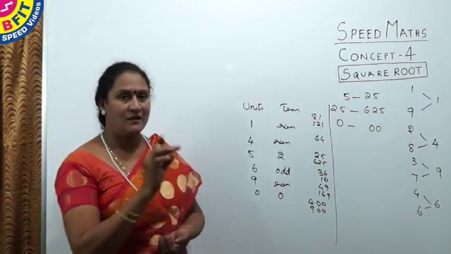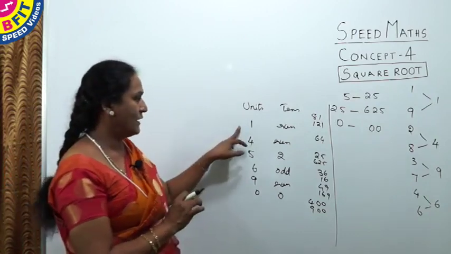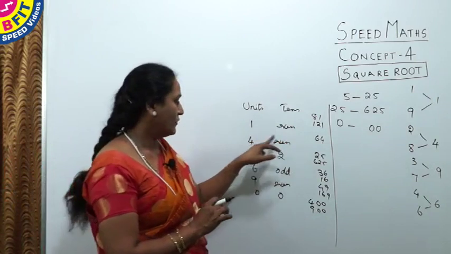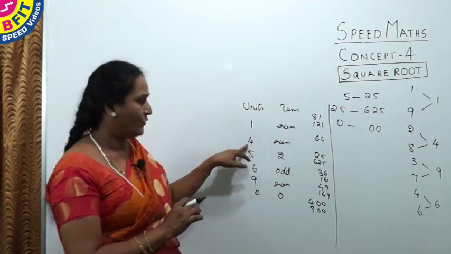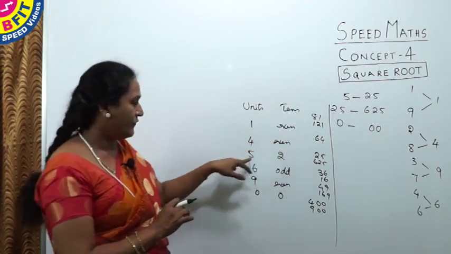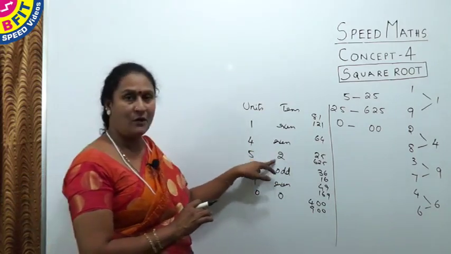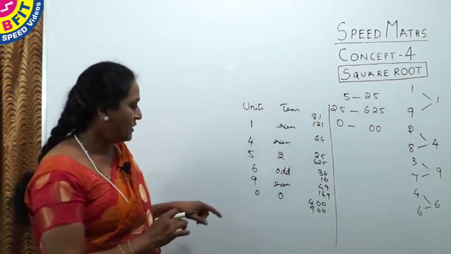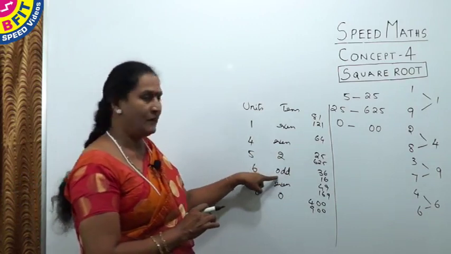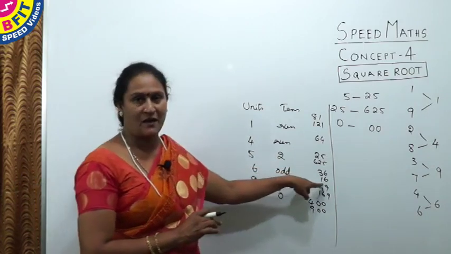So if a number is a perfect square and it ends with 1, the tens place will be even. If it is a square number ending with 4, the tens place will be even. If it ends with 5, the tens place will be only 2, always 2. And for 6, the tens place will be an odd number if it is a square number.